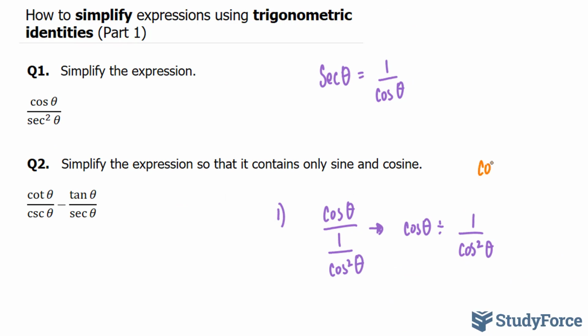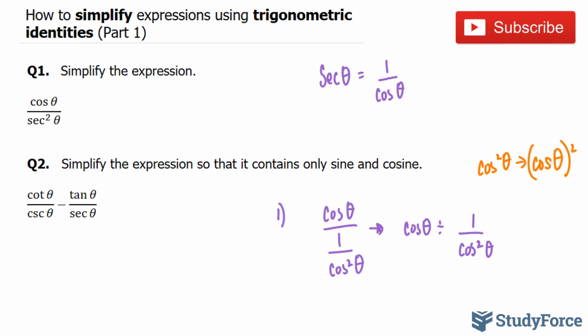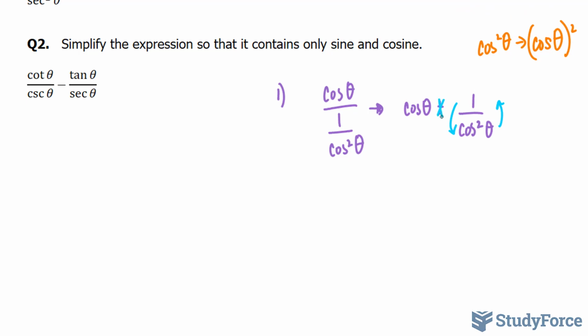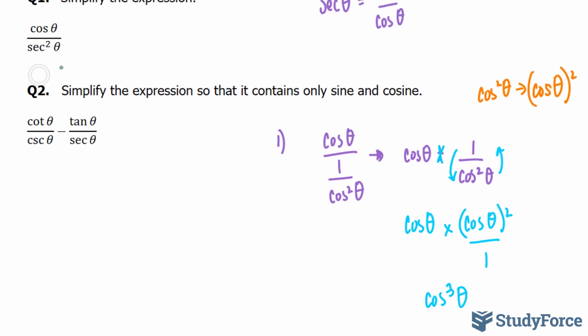Remember, cosine squared theta is the same thing as cosine theta squared. That being said, if I continue on with this division, we take the reciprocal of the second fraction and this turns into multiplication, where we have cosine theta times cosine theta squared over 1. Cosine theta times cosine theta squared gives us cosine cubed. And this term is the simplified version of what we had originally, shown here.